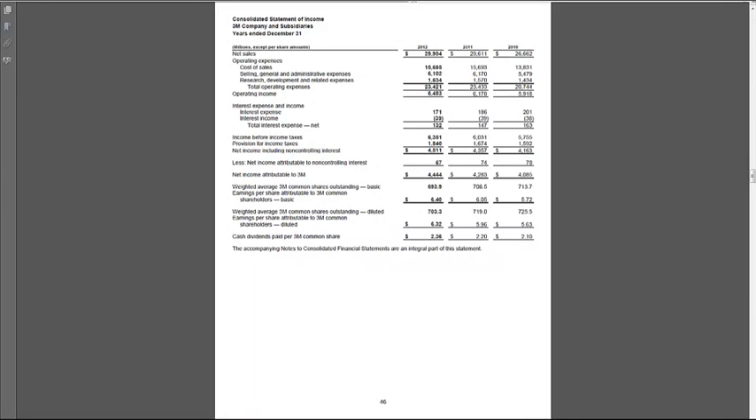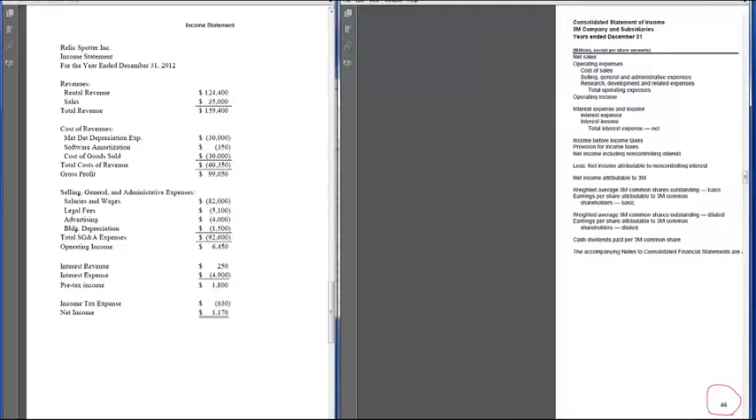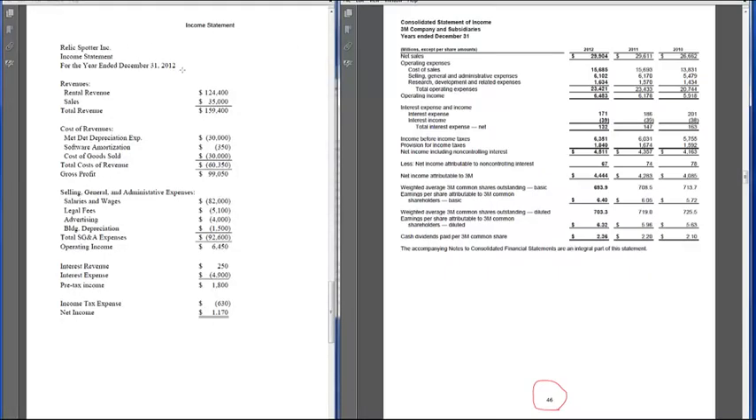Let's start with 3M's income statement, which is on page 46 of their annual report. And to make this interesting, why don't we just compare this directly to what we did for Relic Spotter. So over here is the Relic Spotter income statement that we prepared, and we'll just compare it directly to the 3M company. So we started out with net revenue as the top line, broken into the two segments. 3M just gives us one line for net sales.